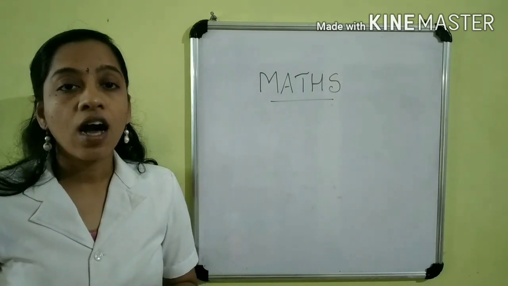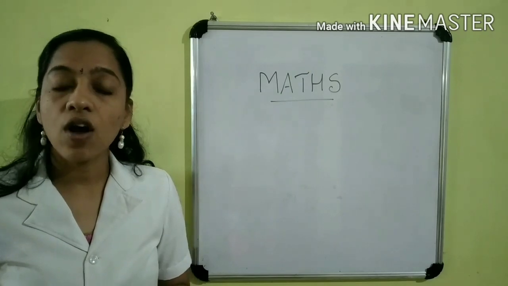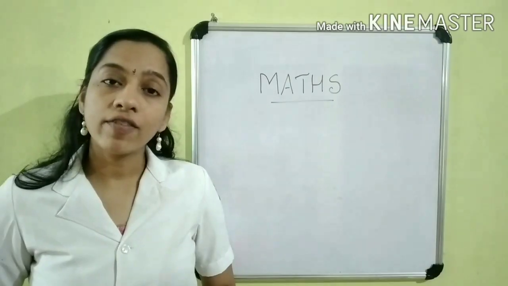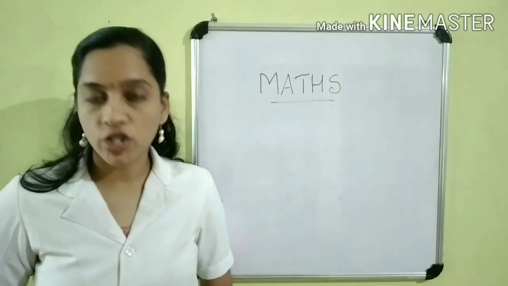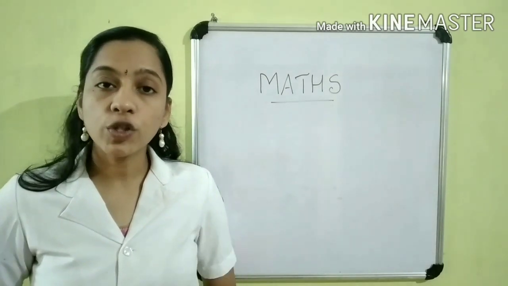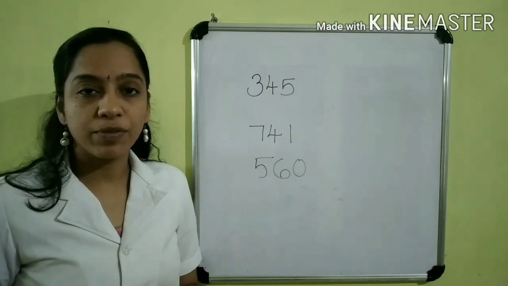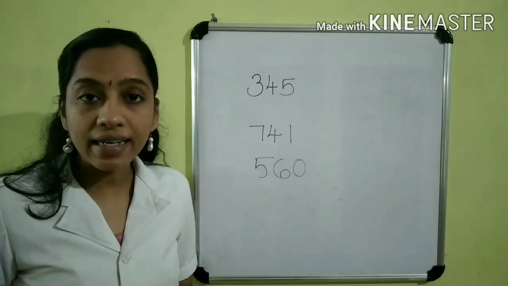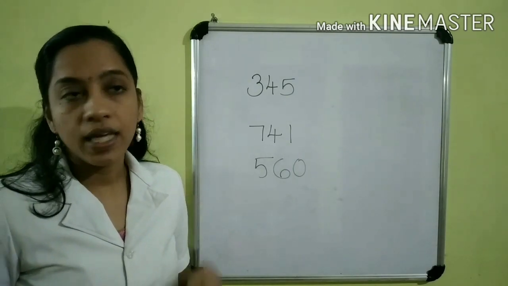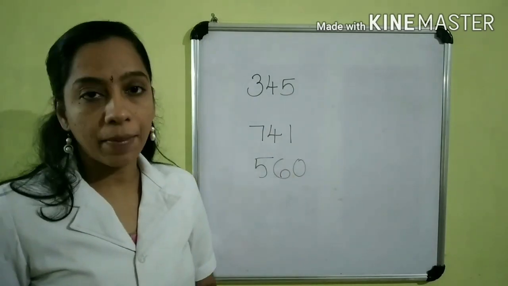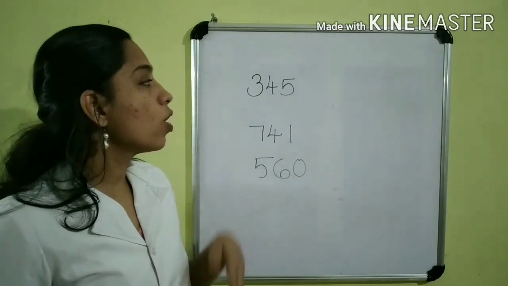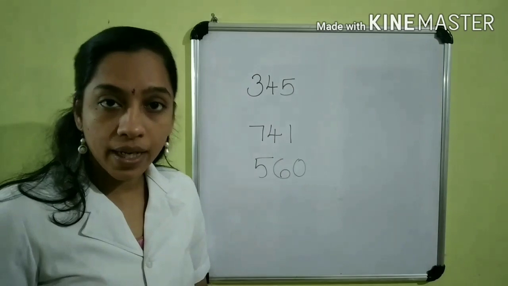So children, our fifth chapter is almost over. Today we will discuss some problems from this chapter. That is, we are going to revise this chapter. Let us start. In this chapter, we have learned how to read and write 3-digit numbers. Here I have written 3 numbers. Okay, so how do you read these numbers?